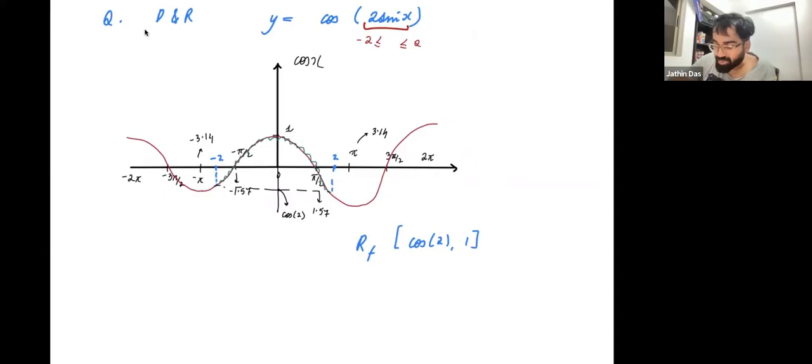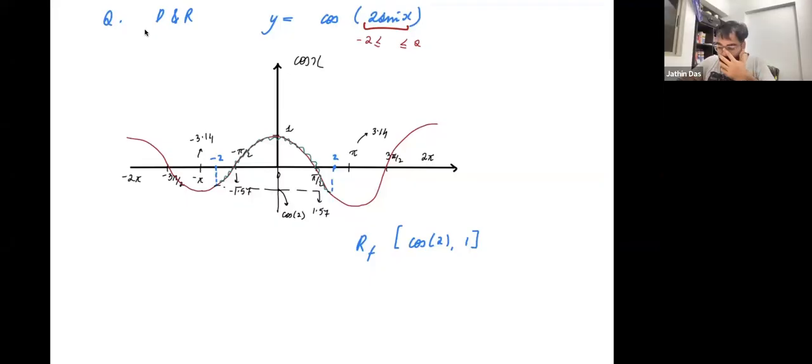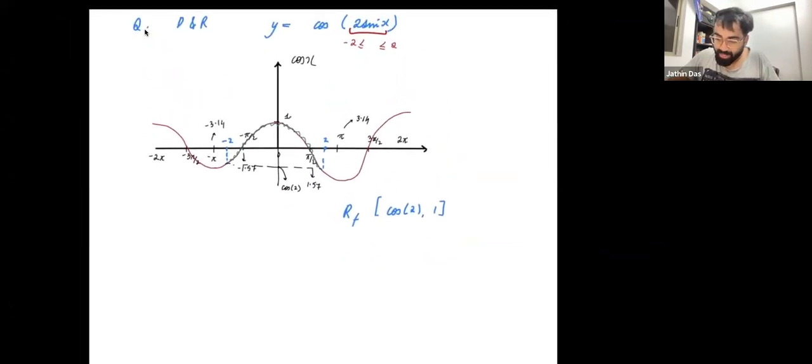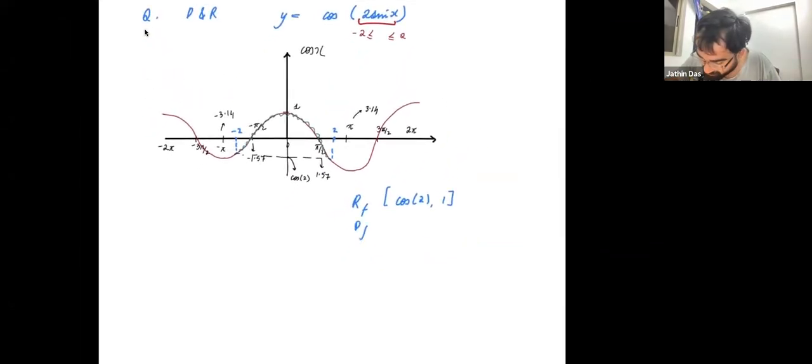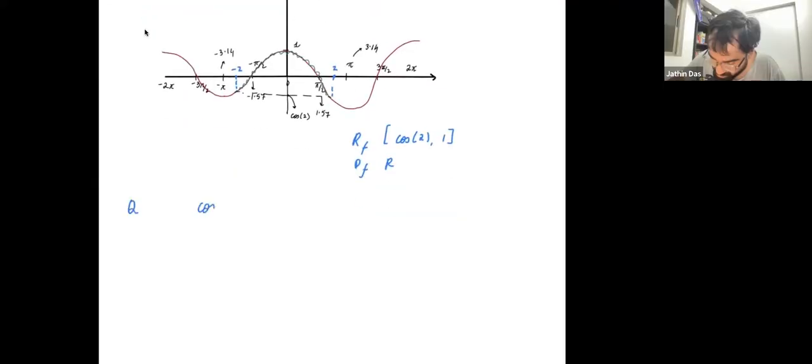Now my question, usually students have doubt. Sir, ये तो ये नीचे value है, तो minus cos 2 है क्या? नहीं, cos 2 is already positive only. तो cos 2 ही रखना है. ठीक है? Okay. And range domain, so it's very easy. Real. Okay. Same question.